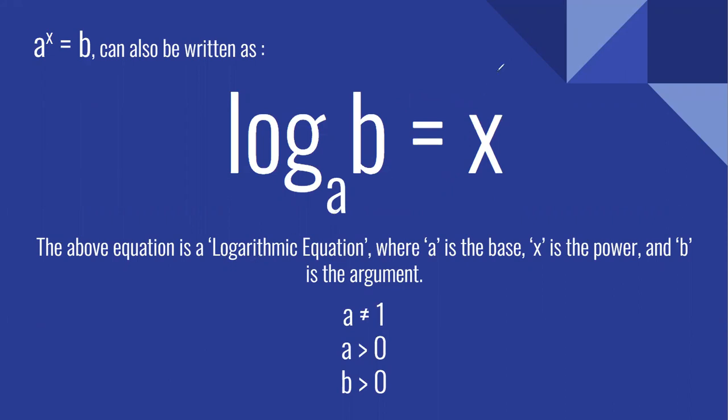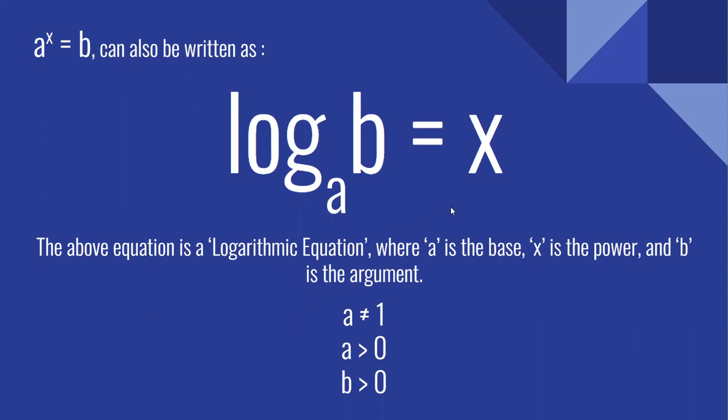The above equation is a logarithmic equation where a is the base again, x is the power which is now on the right hand side, and b is the argument which was passed in the indicial equation and is now written with the log value. There are also some criteria for forming a logarithmic equation: a is not equal to 1, a is greater than 0, and b is greater than 0. Here, a greater than 0 also means that the value of a can be between 0 and 1.